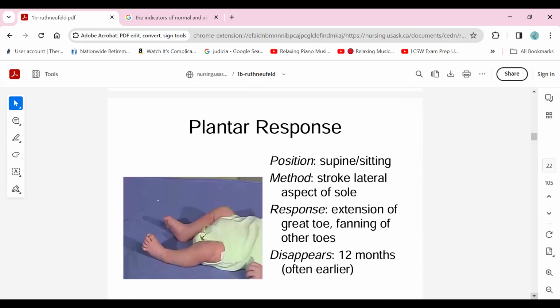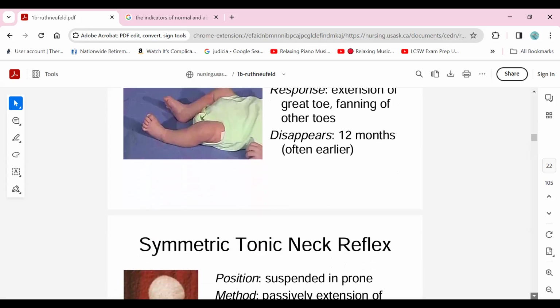Plantar response. Position: supine or sitting. Method: stroke the lateral aspect of the sole. Response: extension of the great toe and fanning of the other toes. Disappears at 12 months or often earlier.